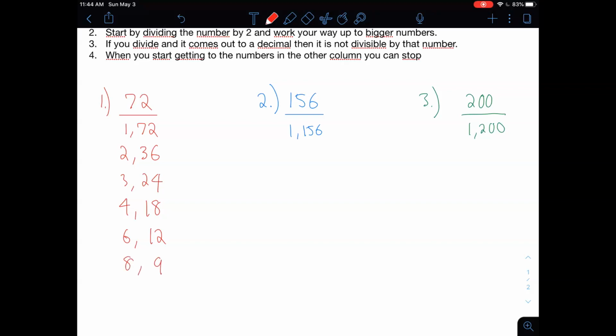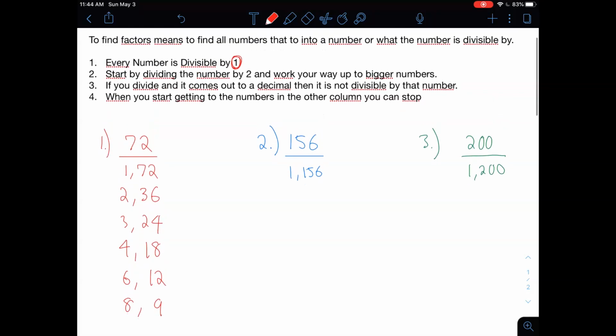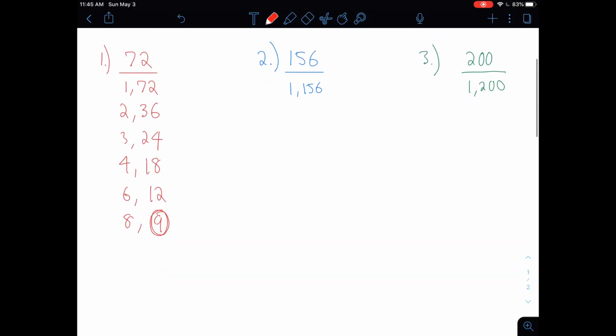And then this is where the last bullet I talked about is very important, okay? The next number we would divide by is 72 divided by 9. But look, we already have 9 listed over here. And 72 divided by 9 is going to be 9 and 8. Do we need to list them twice?